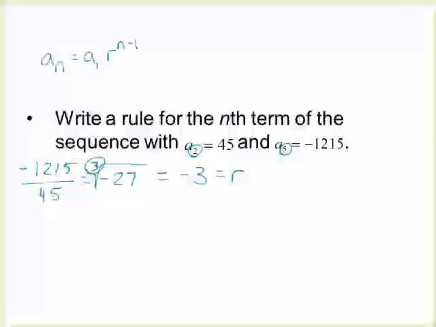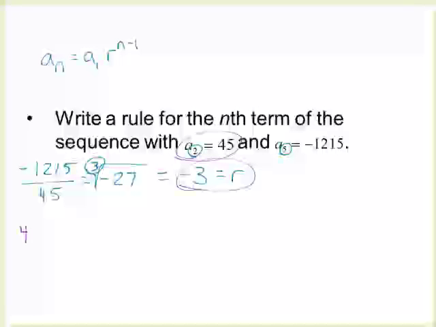So we take the ratio of the 2 terms that were given, and then take the root of the type of how far apart they are from each other. That gives us our ratio. So now this becomes like the previous problem. We have a ratio and we have a term. We actually have 2 terms, so you can just pick whichever one you like better. I usually like the smaller numbers, but it doesn't matter. And plug it in like the last problem.